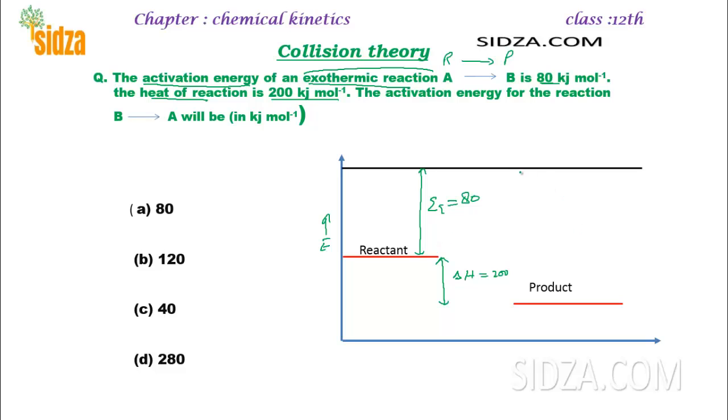What will be the activation energy for the backward reaction? It will be 80 plus 200, right? So the activation energy for the backward reaction will be 280 kilojoules per mole, for the backward reaction when the products convert into the reactants. So this is the option for that.